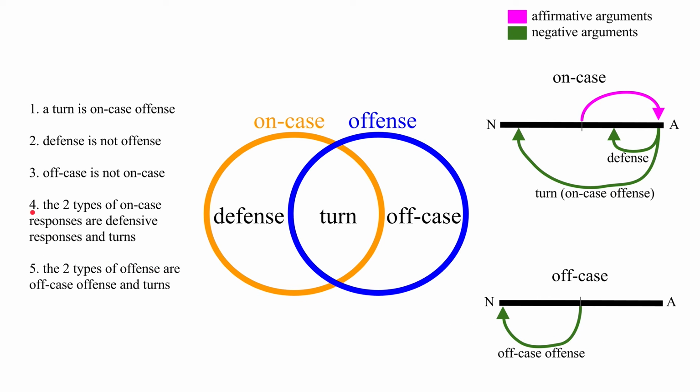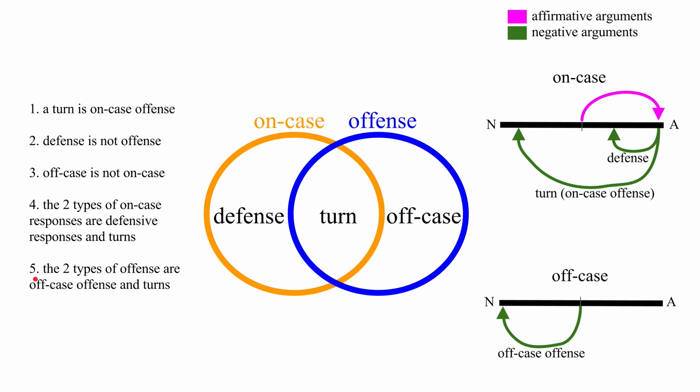Then, number 4, the 2 types of on-case responses are defensive responses and turns. Well, let's look at on-case responses. The affirmative makes the original argument. The negative can make 2 direct responses to this. Here we have the defense that takes us part of the way back. It could even take us all the way back and be terminal defense, but it's still not a turn. A turn takes us past the midpoint into the negative territory.